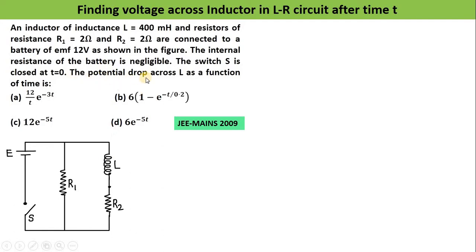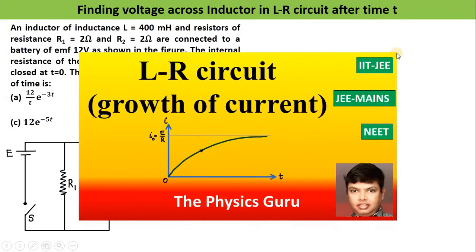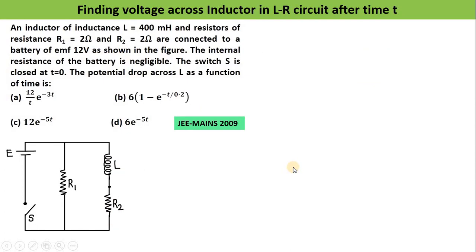We have to find out what is the potential drop across the inductor as a function of time. That means, what is the potential difference across the inductor. So let us see how we can solve this question. This question belongs to the topic of LR circuits, and I have already made a video whose thumbnail is shown here, where you can go and study the full theory of the LR circuit, where I have done the derivation of the formula for the growth of current with time and the expression of current I with respect to time t. So I will present here the method of solving this question.